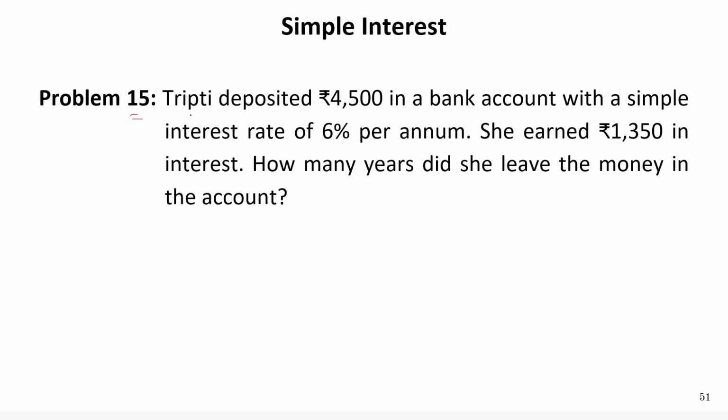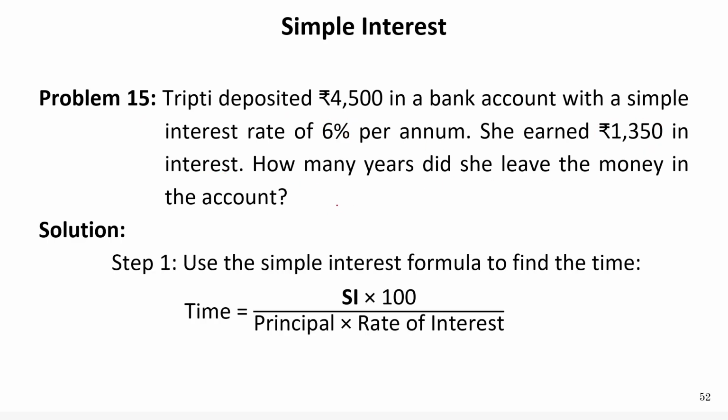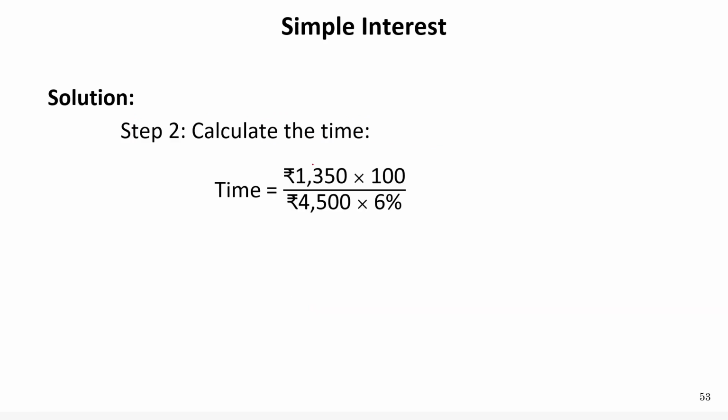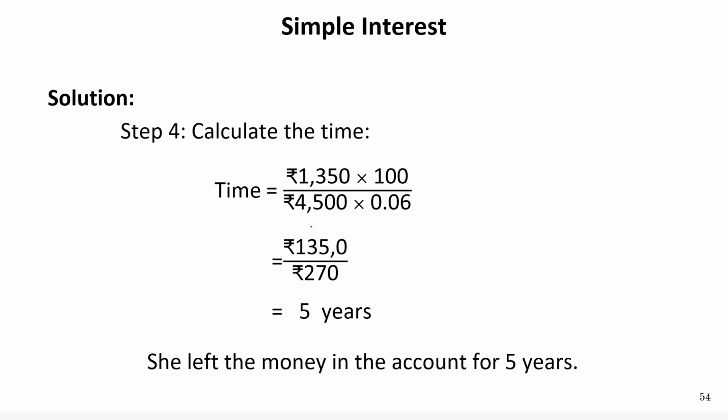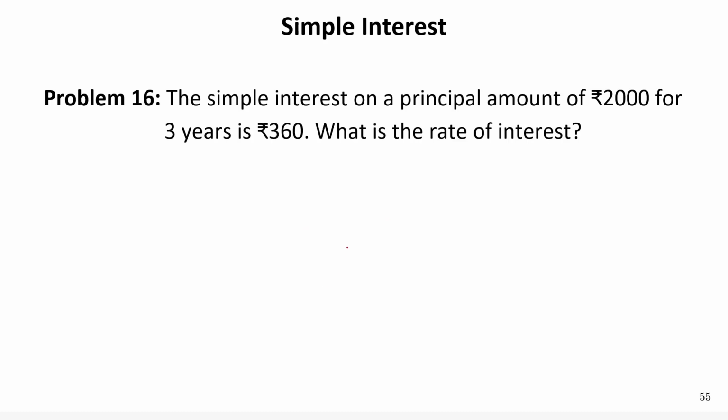Let's see problem number 15. So Tripti deposited 4500 in a bank account with a simple interest rate of 6% per annum. She earned 1350 in interest. So how many years did she leave the money in the account? So using the simple interest formula, time is equal to SI into 100 by principal into rate of interest, which is 1350 into 100 whole by 4500 into 6. So it will be 1350 by 270, which is equal to 5 years.